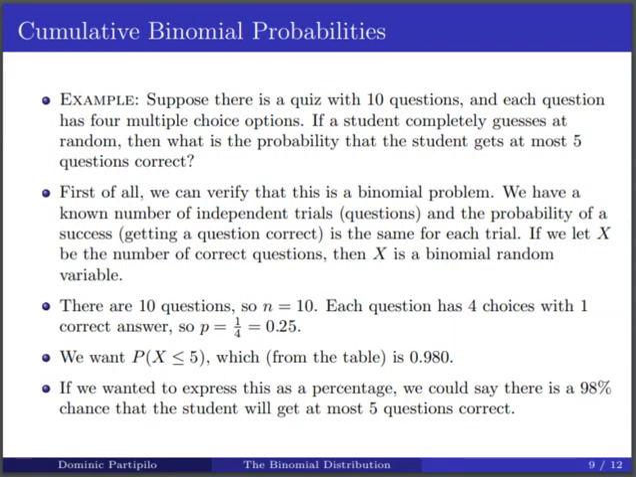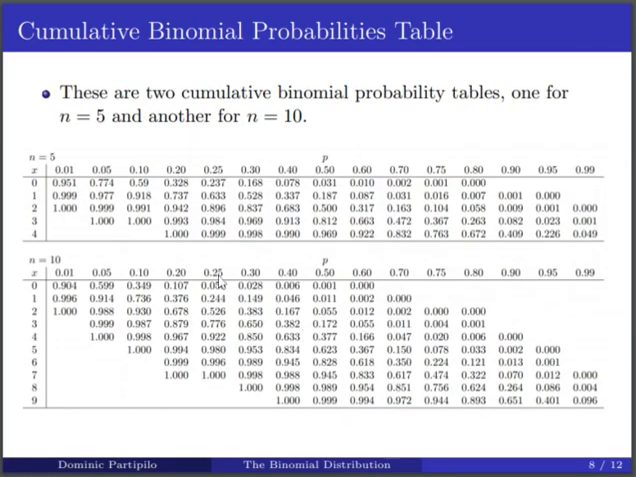So now we can go back to the table. We know n is equal to 10 because there are 10 questions on the test, and since there's a 1 in 4 chance of getting a question correct, p is going to be equal to 0.25. And what we want is the probability that X is less than or equal to 5. So that's what this is right here. So that's 0.98.